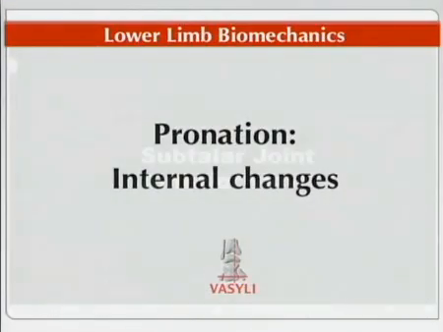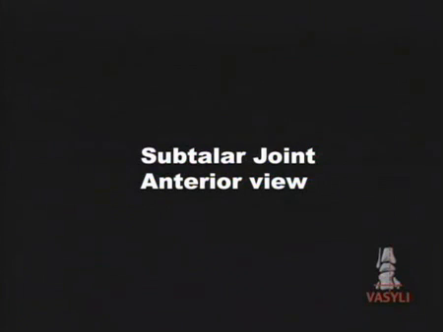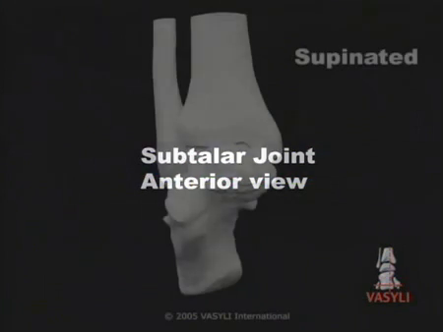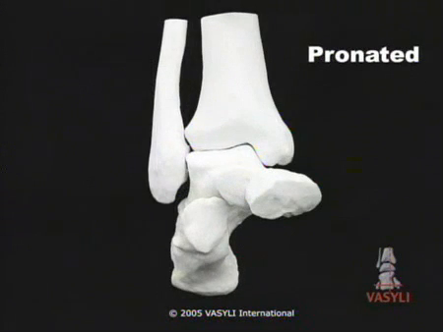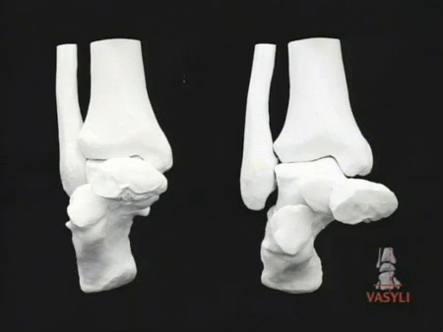Pronation. Internal changes. The changes that are visible externally occur as a result of changes to the internal bony architecture. On the left is a supinated foot. The navicular on the medial aspect of the foot is higher than the calcaneus. The talus is adducting and dorsiflexing with supination. The photo on the right shows a pronated foot with the talus abducting and plantarflexing. These are the normal motions that occur with pronation and supination.